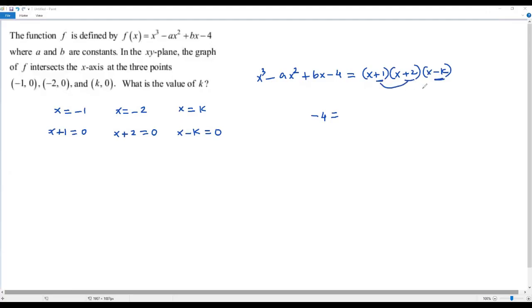Positive 1 times positive 2 is positive 2. Positive 2 times negative k is negative 2k. Okay, now let me divide both sides of this equation by negative 2. Here this negative 2 will cancel out. The negatives will cancel out. 4 divided by 2 is 2. On the right side we get k. Okay, here I got the value of the constant k. It's 2.